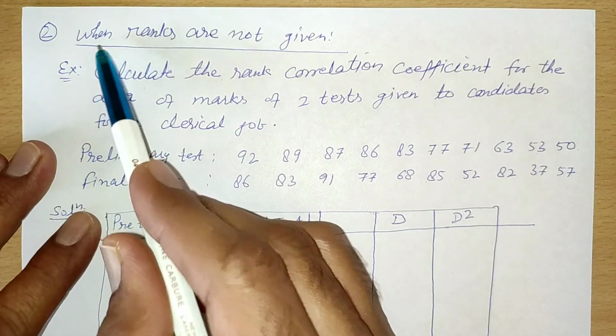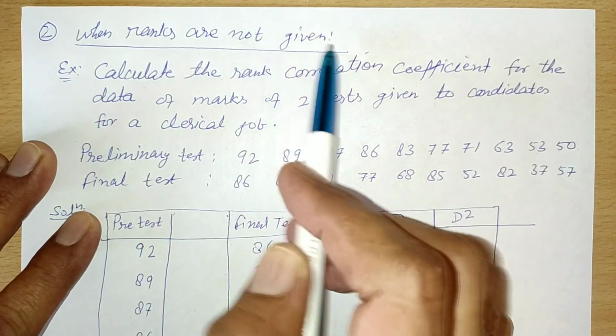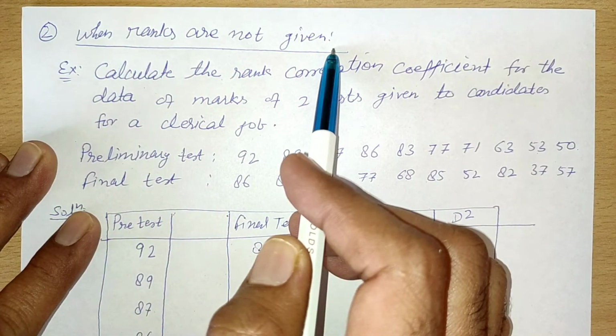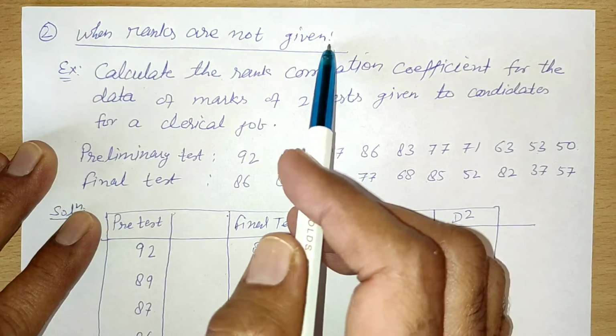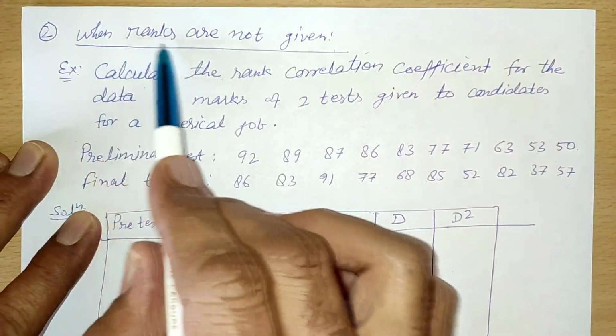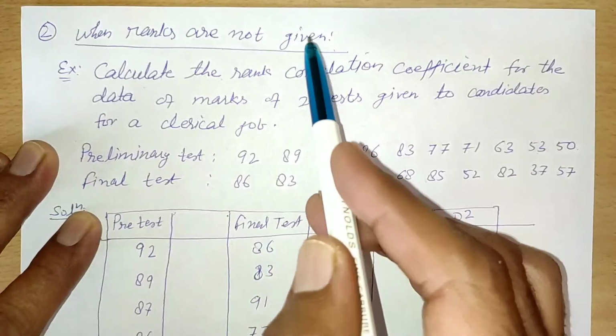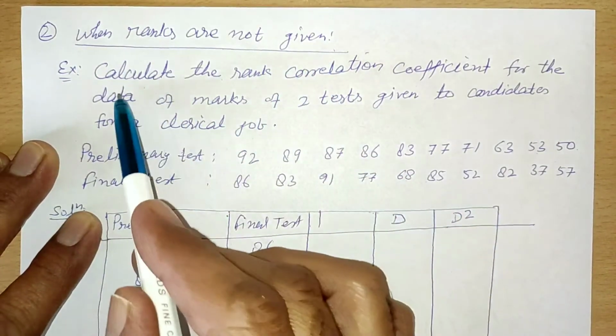Now I take the second type of problem, when the ranks are not given. In the first example, ranks were given. Now I am going to talk about when the ranks are not given. I am going to explain this with the help of an example.